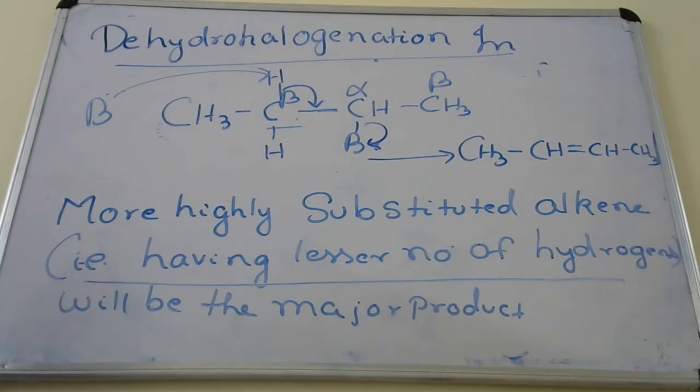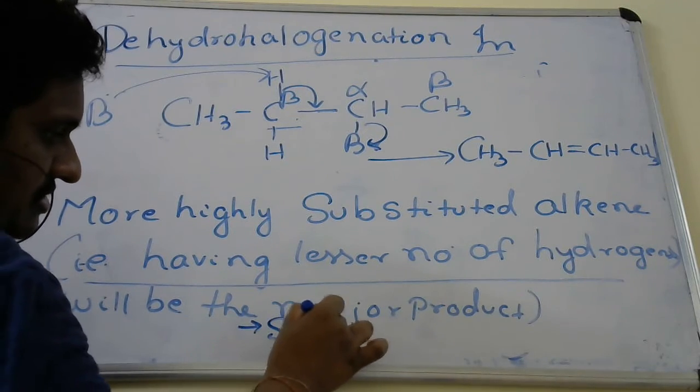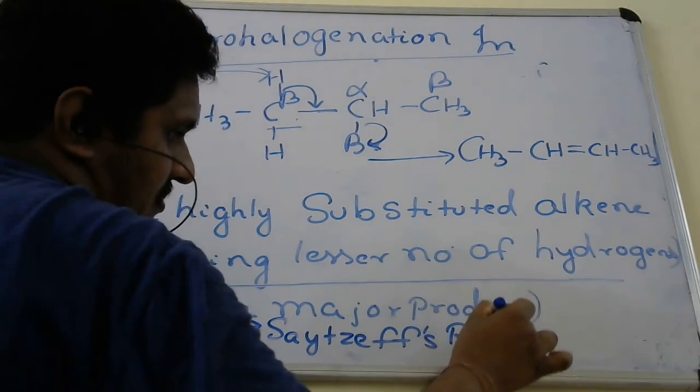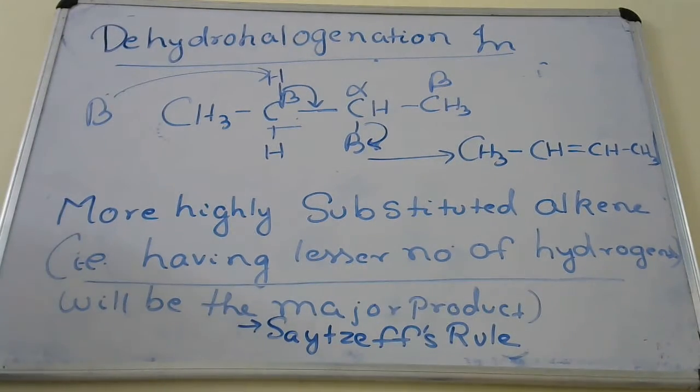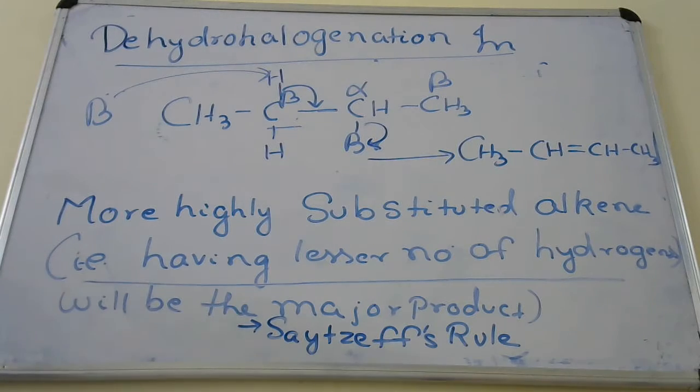So this is what dehydrohalogenation is about, and this rule is called Saytzeff's rule. The more highly substituted alkene will be the major product, in case of more than one beta hydrogen.